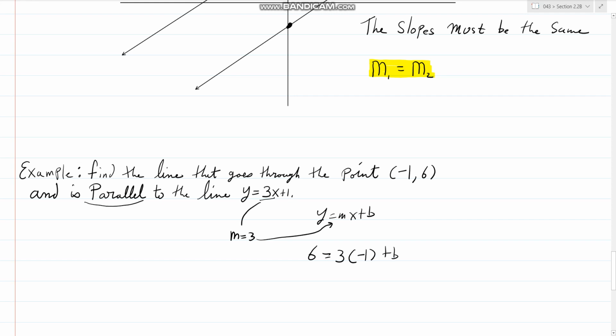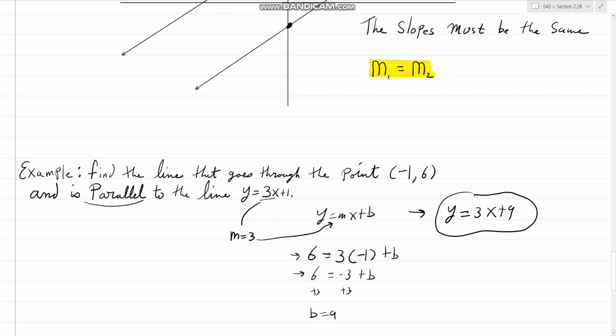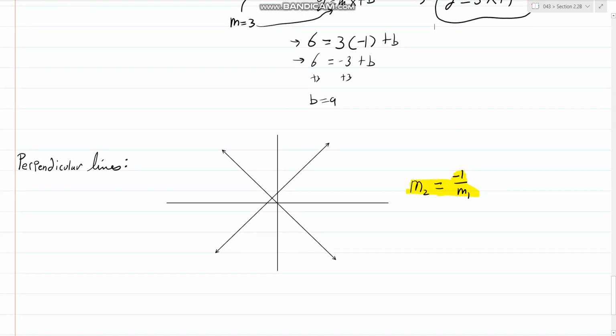Okay, now I can solve for b. So I have 6 equals -3 plus b. I can add 3 to both sides, and I have b equals 9. Okay, so my line must be y equals 3x plus 9. And this line is parallel to the line given, and we can see it's not the exact same because the y-intercept for the line given was 1 and ours is 9, but it had to go through this (-1, 6) point.